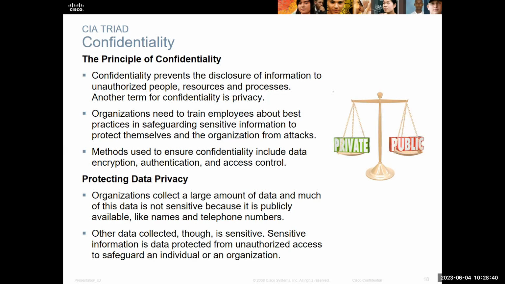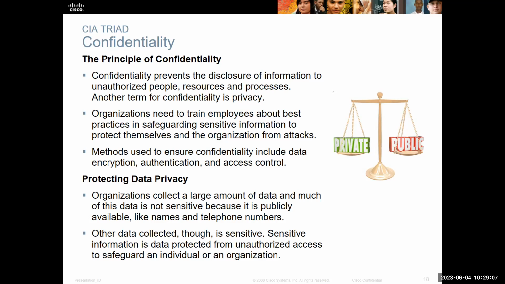Okay, all right. I was saying that here we are discussing the principle of confidentiality. What it says is that confidentiality prevents the disclosure of information to unauthorized people, resources, and processes. Another term for confidentiality is privacy. So when data is confidential, it means that data is private.